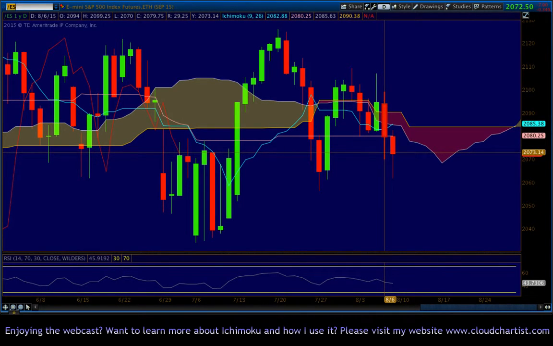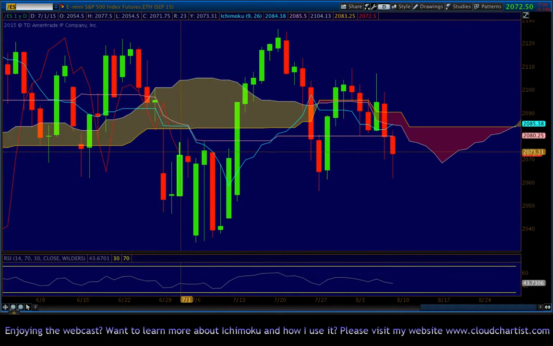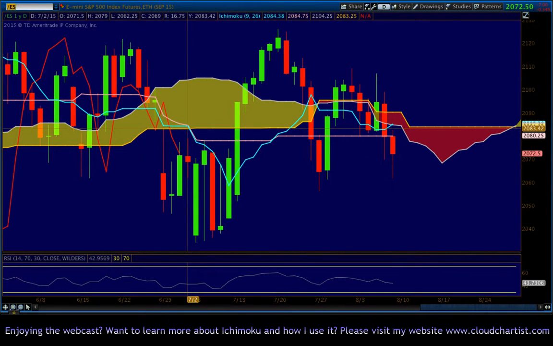What is going to happen next with the Chikou span is it's either going to lose support and we're going to go lower, or more likely it will bounce. Obviously the next daily candle is going to be over here. So it'll either find support at the top of this candle, which is 2071.50, or it will find resistance at the cloud, which is 2083.50 or thereabouts, 2082.50, I can't tell exactly.